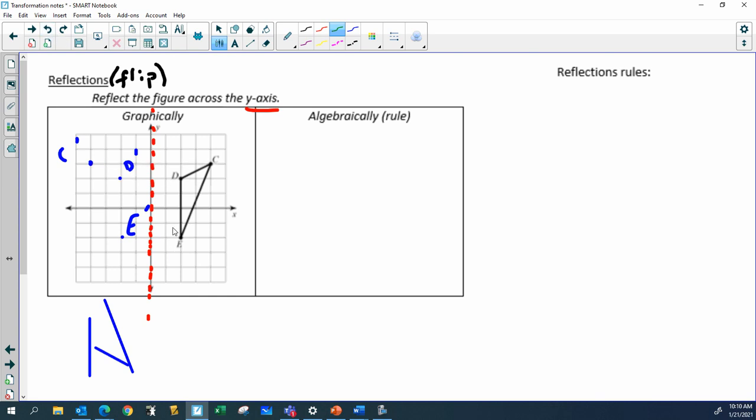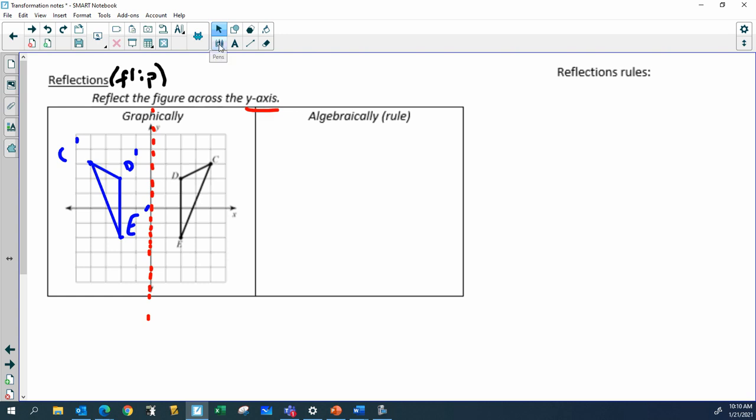All right, last step is connect all of my vertices to create the shape, because I'm not actually moving just those 3 vertices. I'm moving every point of this triangle CDE to create triangle C prime, D prime, E prime. I can do that just by moving or transforming or reflecting the vertices and then connecting the dots, because all the other points reflect as well.